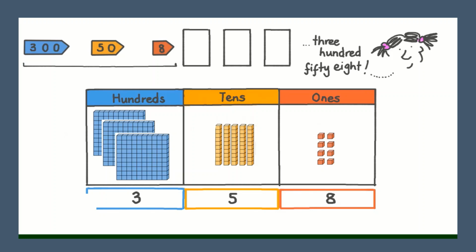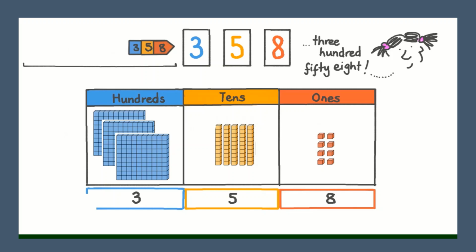This is where these place value arrow cards come in really useful. When they're split up like this, we can see the value of each digit. We have 300, 50 and 8. But if we push them together, we can see how to write the number using 3 digits. 3 hundreds, 5 tens and 8 ones are 358.